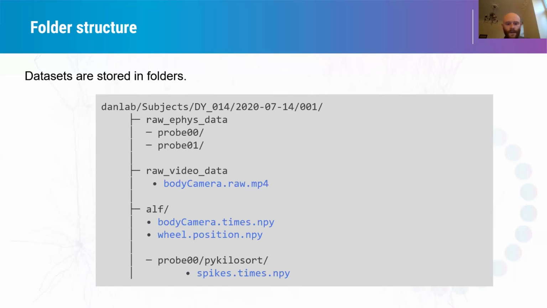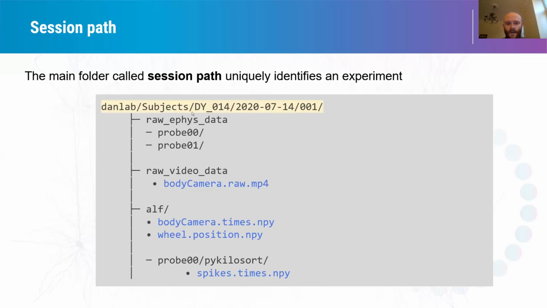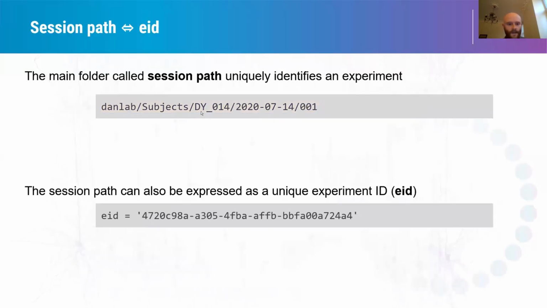So a session sort of looks like this on disk. Each session is uniquely identified by a specific session path, which comprises the subject name, which in this case is DY14, as well as the date and the session number on that date, starting from 1. So this path uniquely identifies an experiment. But on the database, we also have UUIDs to identify the experiments, which we call EIDs.